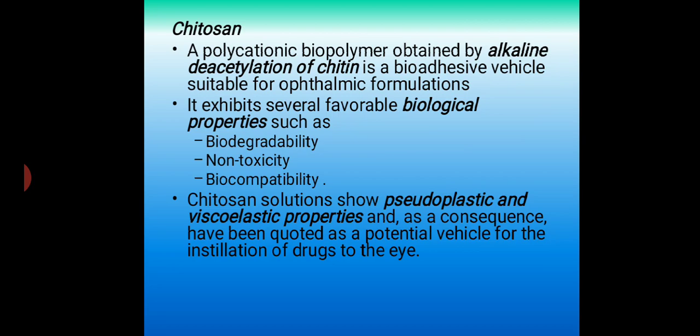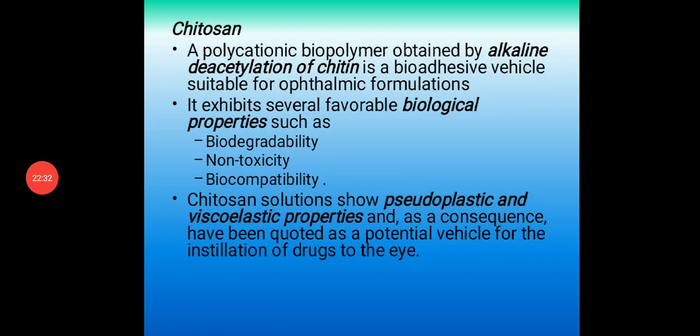Chitosan exhibits various biological properties: biodegradation, non-toxicity and biocompatibility. That means it can be degraded biologically within the system. A purely synthetic polymer may not be degraded by our biological enzymes, whereas chitosan, being a natural polymer, can easily be degraded by our enzymes. Moreover, chitosan is non-toxic. It is not harmful, not producing any toxicity to our body, and it is highly compatible with our biological systems, not only with the eye but with most of the tissues of our body. Chitosan shows pseudoplastic as well as viscoelastic properties, and as a consequence it is a potential vehicle for instillation of the drug into the eye.